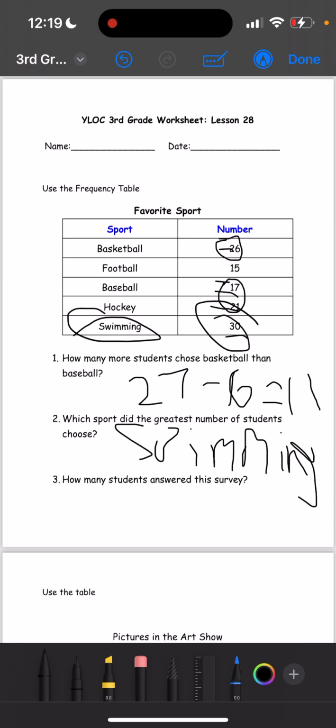And then we could look at number 3, which says how many students answered the survey. All we really have to do is take all the numbers from the data table and add them together. Let me just erase my markings on the data table. So it will be 26 plus 15 plus 17 plus 21 plus 30. If you plug all of that in, the answer will be 104 students.